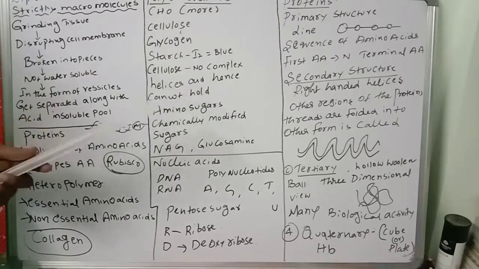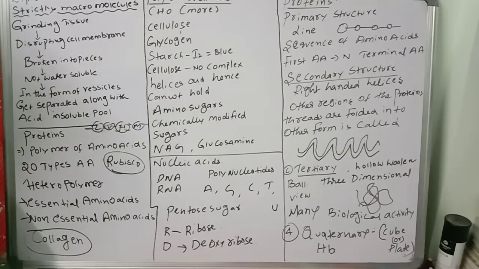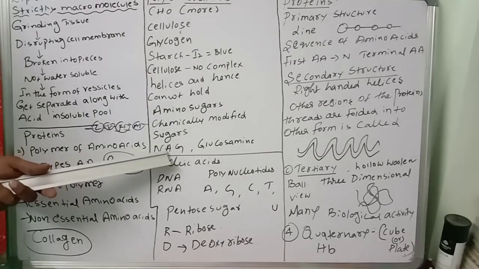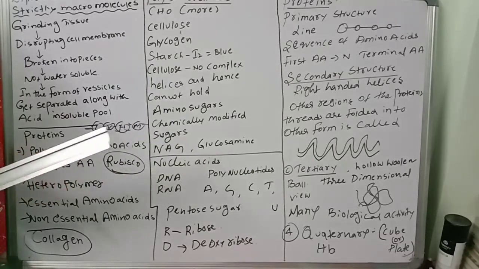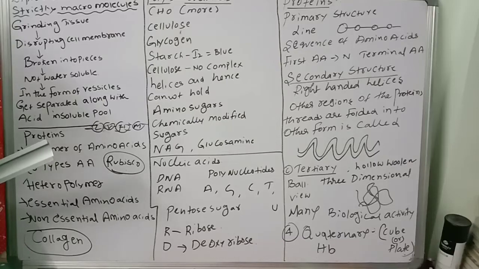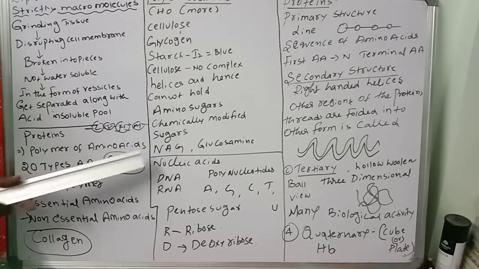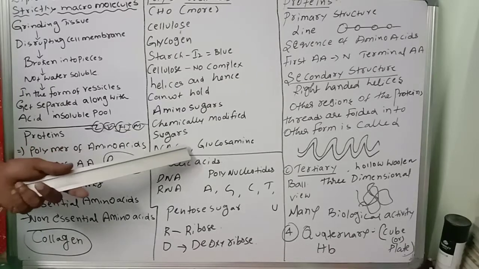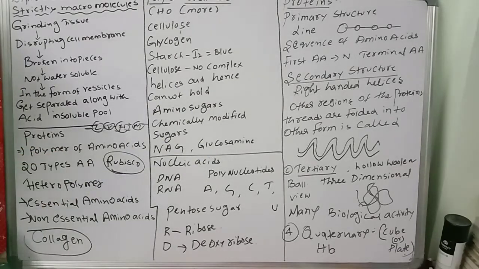That's an important bit. Then amino sugars, chemically modified sugars, like N-acetyl glucosamine, are also related to the polysaccharides. N-acetyl glucosamine is a chemically modified sugar. These are all nothing but the amino sugars. Okay, so that is important.